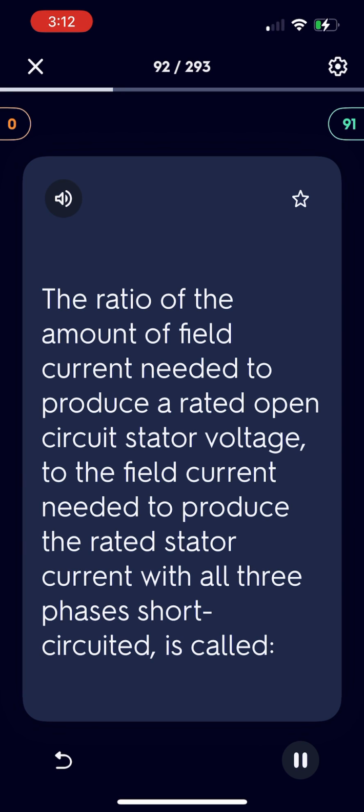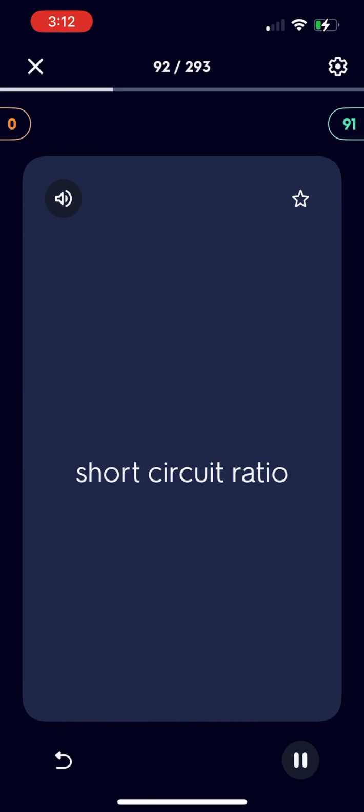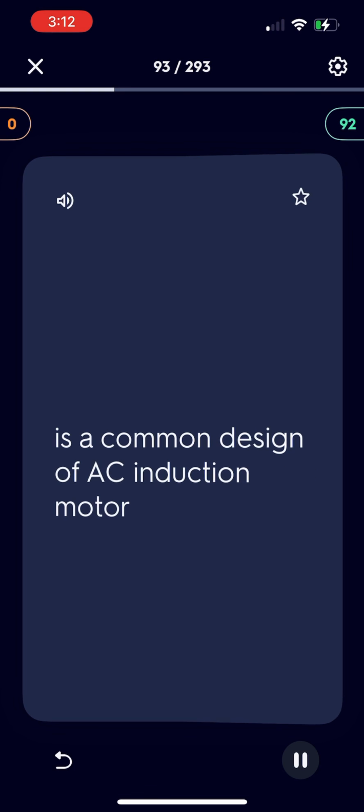The ratio of the amount of field current needed to produce a rated open circuit stator voltage to the field current needed to produce the rated stator current with all three phases short-circuited is called short circuit ratio. A squirrel cage rotor is a common design of AC induction motor.